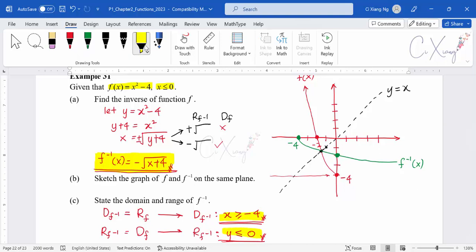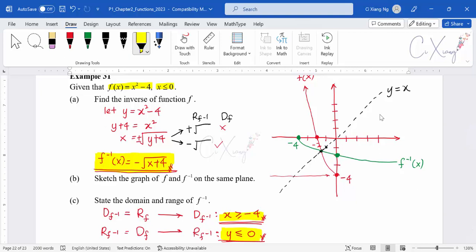So this is how we determine the domain and range for the inverse function. Of course, you can double check your graph to see whether the domain and range for the inverse function and original function are correct or not. For the green color graph, you can see it is below the x-axis, which means that it is negative. Therefore, the range of the inverse function is less than or equal to 0, which is correct. You can double check it with your graph to make sure that your graph is drawn correctly.